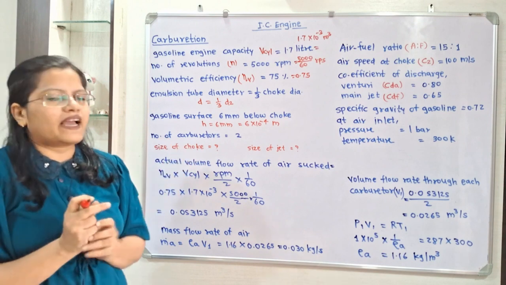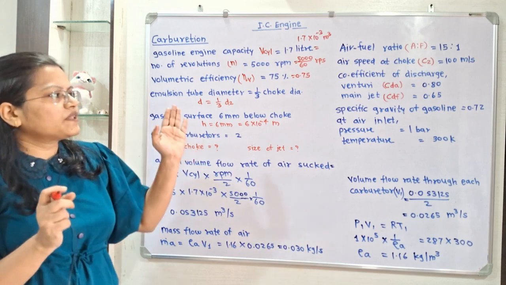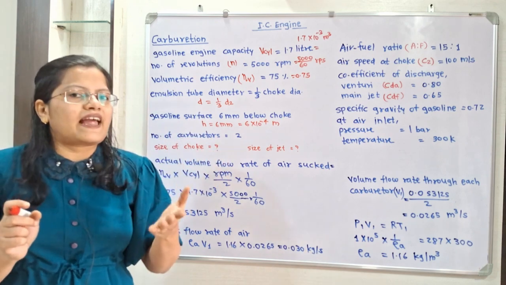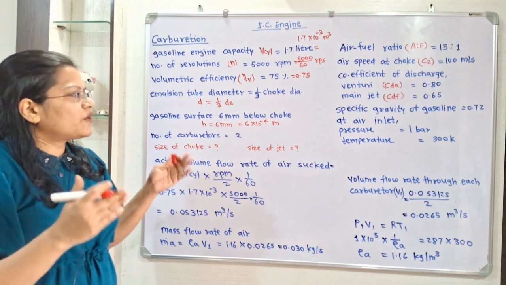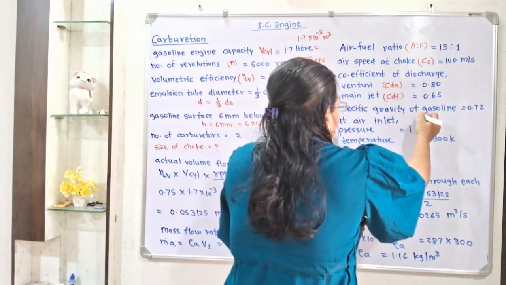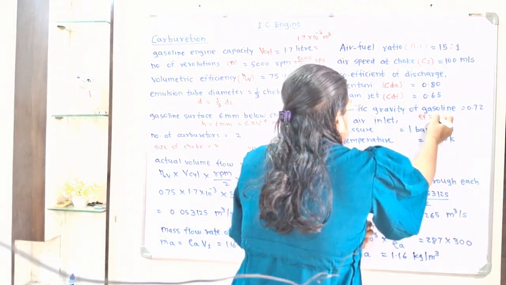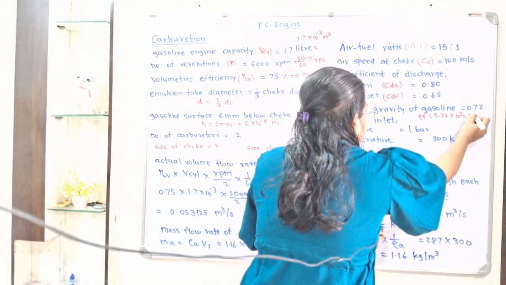Specific gravity of gasoline is 0.72. From the specific gravity we can calculate the density of gasoline. Gasoline is the fuel, so what is the density of fuel? Rho F is equal to 0.72 into 10 raised to 3, that is 720.